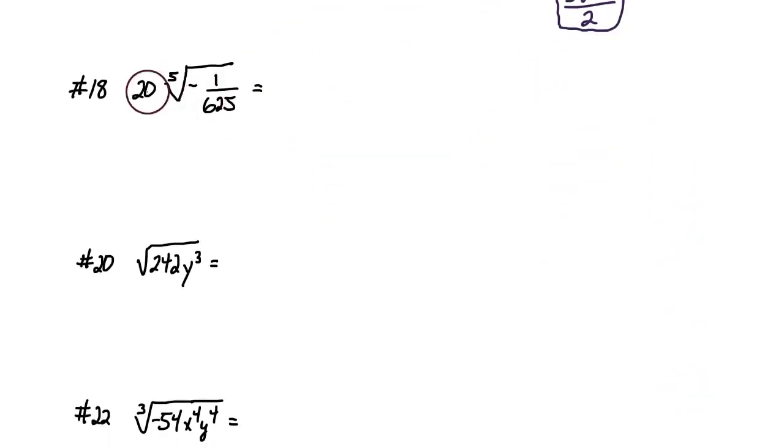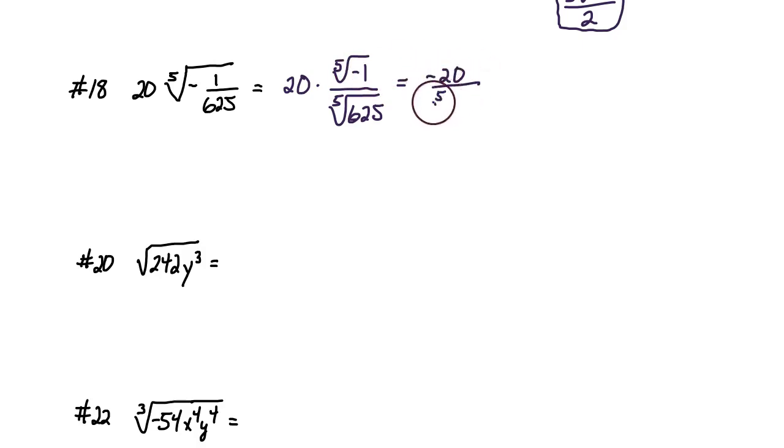Number 18, we have 20 times the fifth root of this in here. Let's rewrite it where we're separating the numerator and denominator. The fifth root of -1 is -1, and -1 times 20 is -20.